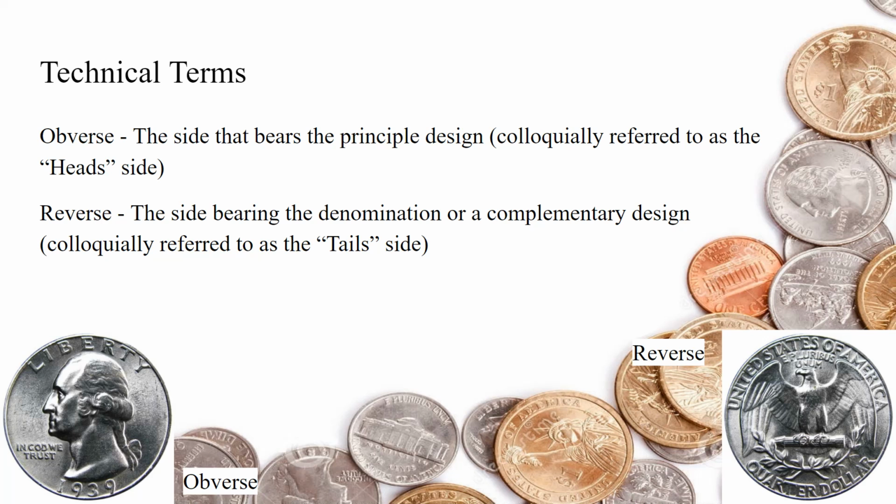Contrarily, you have the reverse side, or the tail side. And this side is just a complementary design. You can see it in the bottom right corner with the Washington quarter's eagle. So these two words are going to come up very often throughout the project.